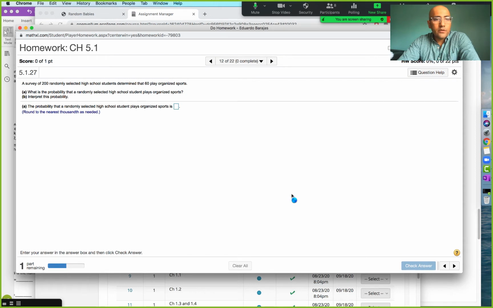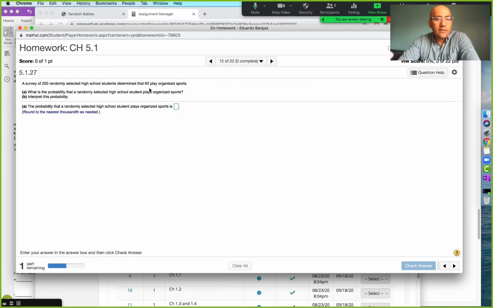A survey of 200 randomly selected students determined that 60 play organized sports. It was a multi-part question, and afterwards it asked what the probability would be if it were 1,000 students rather than the 200. Here, let's just go through it. Part A says, what is the probability that a randomly selected high school student plays organized sports? A survey of 200 randomly selected high school students determined that 60 of those 200 play organized sports.